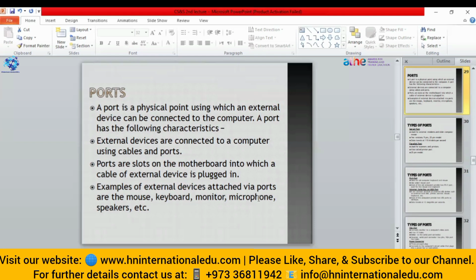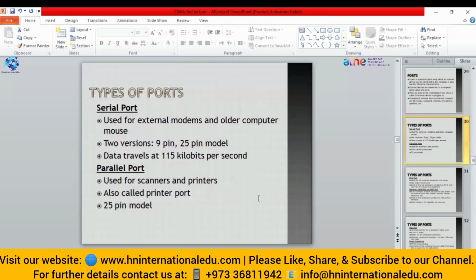Like for the mouse, we are using a different type of port. For the keyboard, we are using a different type of port. For the microphone, we are using a different type of port. So each and every external device will be connected by using these ports. Ports are the slots in the motherboard into which a cable of an external device is plugged in, like a switch is available inside a cable circuit. Examples of external devices are the mouse, keyboard, monitor, microphone, speaker, etc.